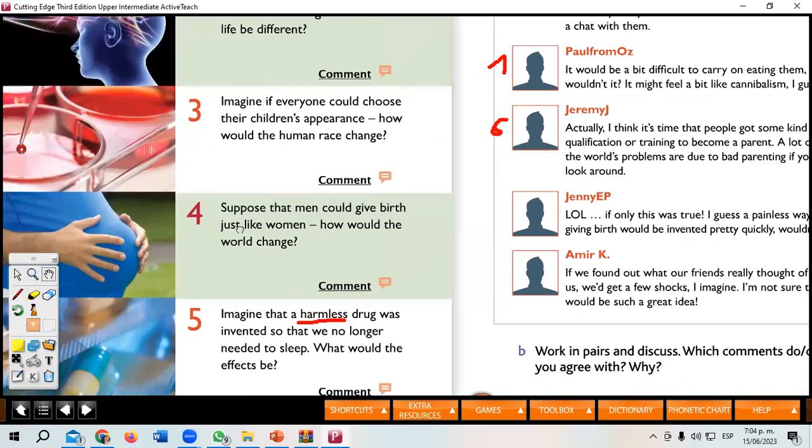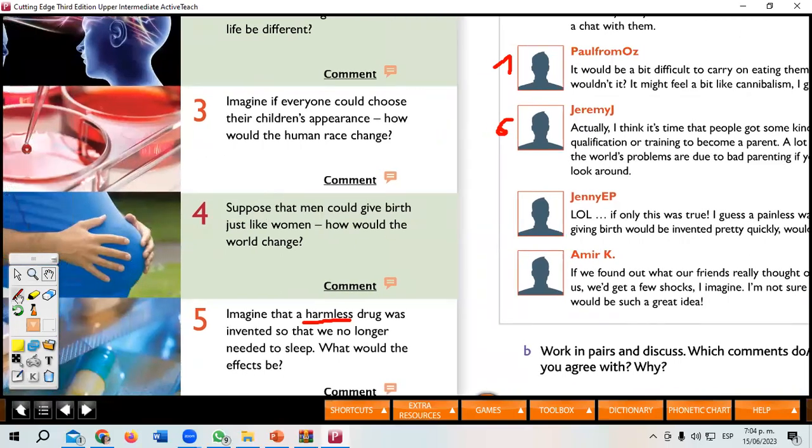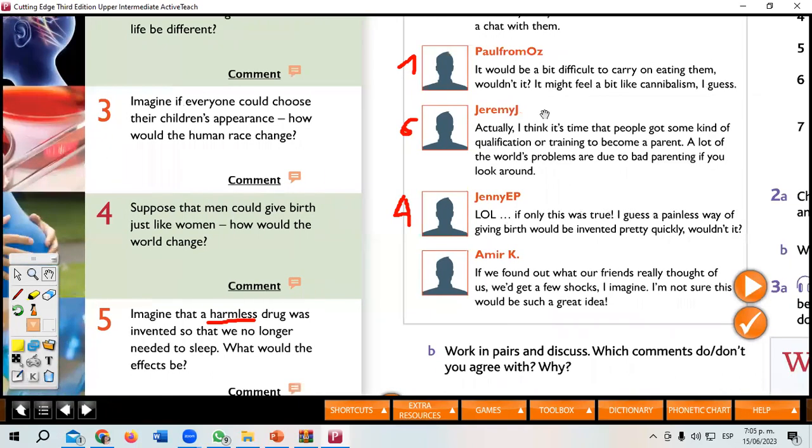Maybe number 4, this situation. If men could give birth like women, she said, a painless way of giving birth would be invented quite quickly. What do you guys think? Do you agree with this comment? Do you disagree? Imagine this, if men could give birth, how would the world be different?